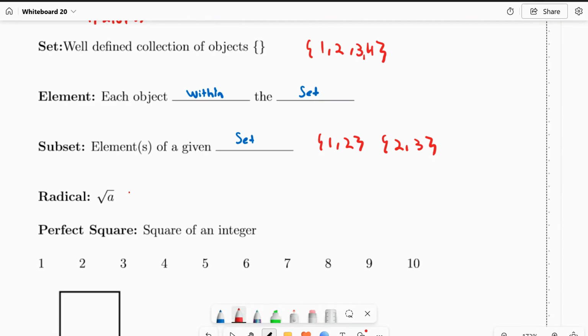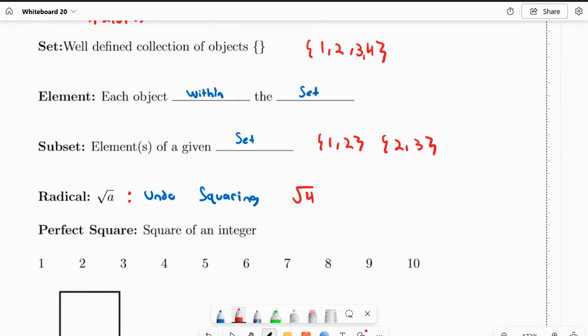A radical essentially undoes squaring. An example of a radical of a perfect square would be the square root of 4. We're going to work with radicals a lot later in the school year.